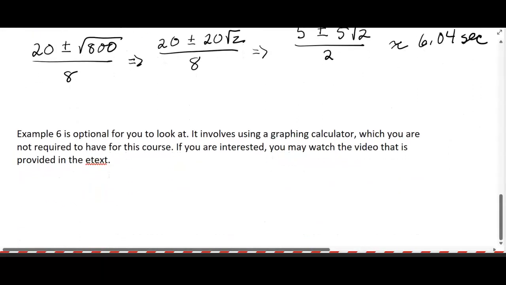Example 6 is optional for you to look at. I did not do a video for it. It involves using a graphing calculator and you're not required to have that for this course. So if you're interested, you can watch the video that's provided in the e-text. That's all I'm going to say on that.